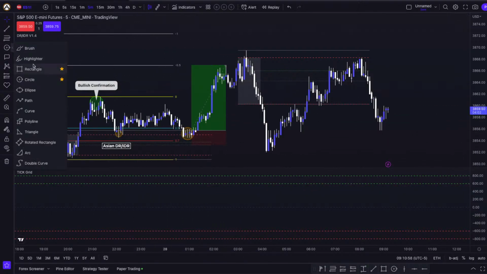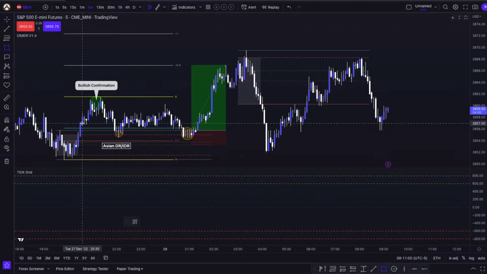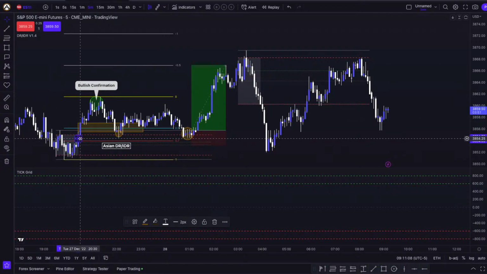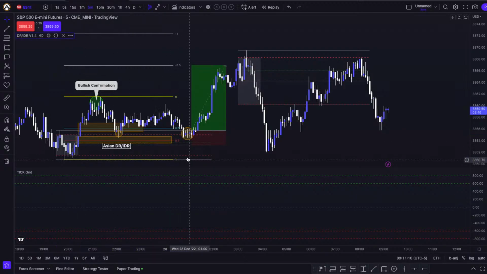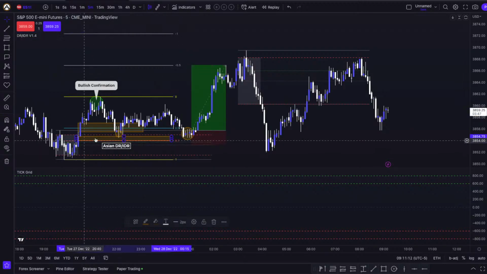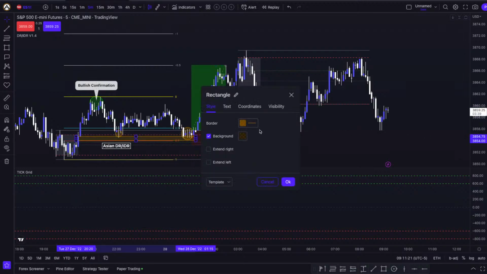We also had fair value gaps sitting right here and right here, from here to here. Did both get hit? That's a question now. Hang on. Both of those fair value gaps got hit, even the lower one right here. So we are going to mark this up.